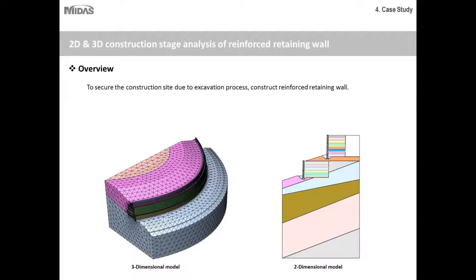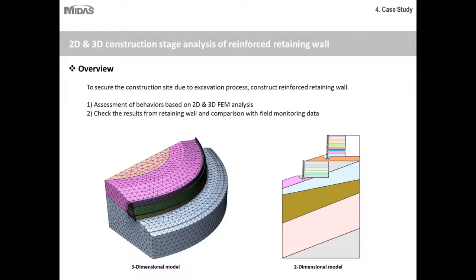So this is an excavation site, and as you can see, a circular retaining wall is applied all around it. They had to determine two main things. First, they have to assess the behavior of the soil structure interaction, that is the relative displacement occurring between the wall members and the soil. For this, they have to do a 3D analysis, and then they have to check the results that they obtain from the retaining wall and compare them with the field monitoring data.